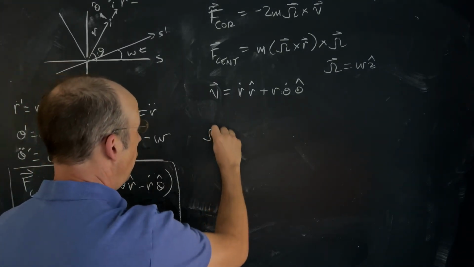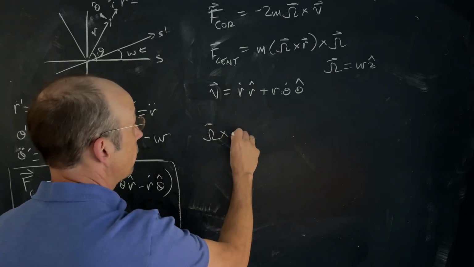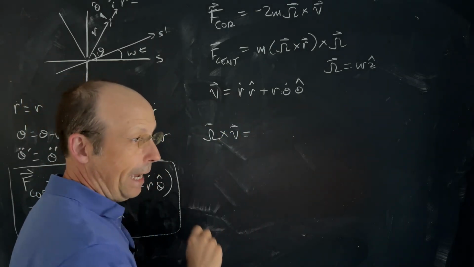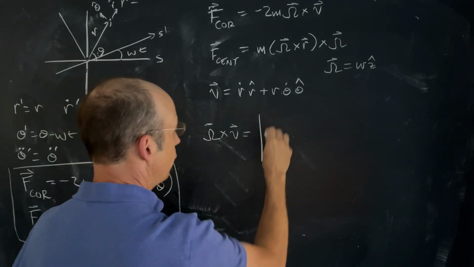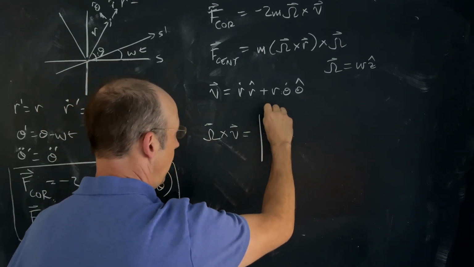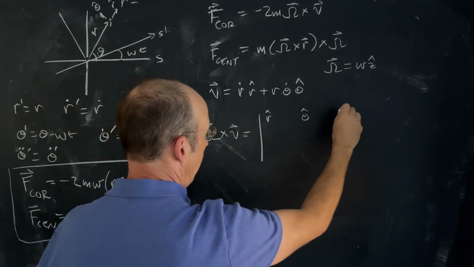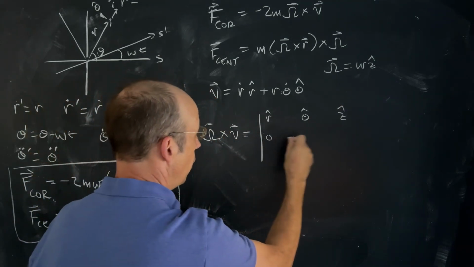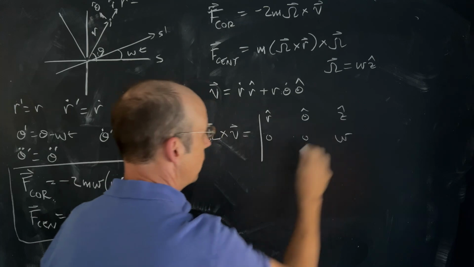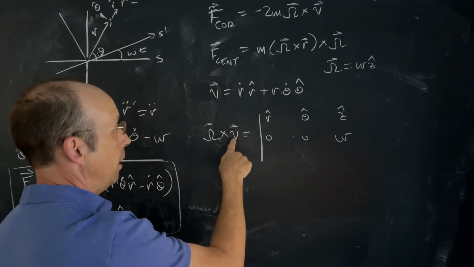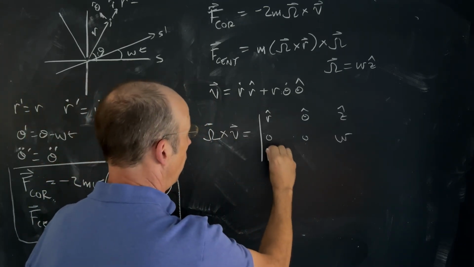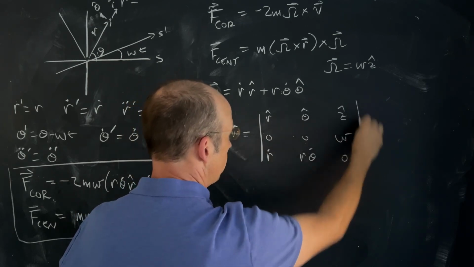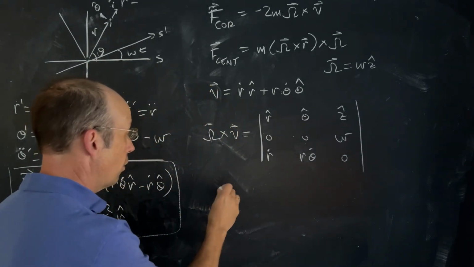So let's do omega cross v, and I'm going to leave off the mass. And we can use the matrix rule, so I can say r hat, theta hat, z hat. I'm going to put down my components of omega, 0, 0, omega. And then I can put my components of v, which are r dot, r theta dot, 0. So let's do the cross product.